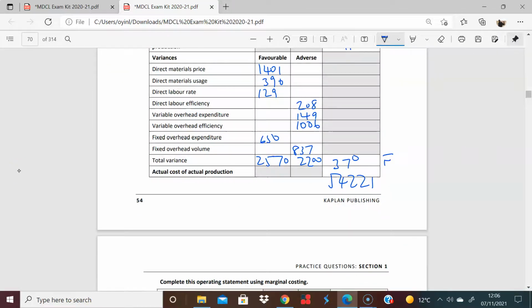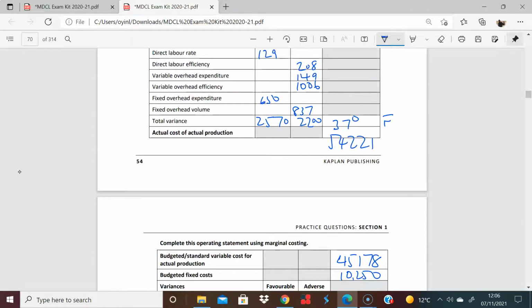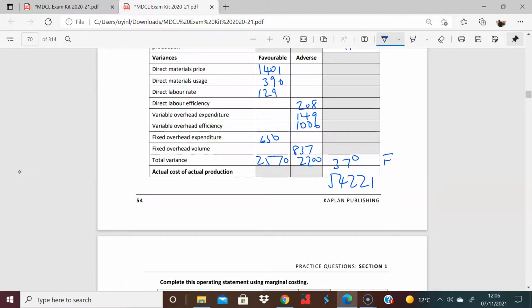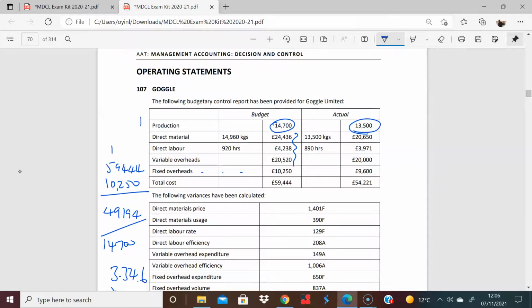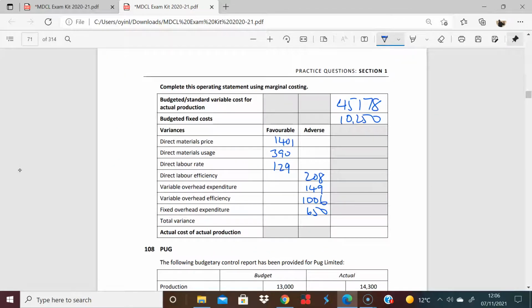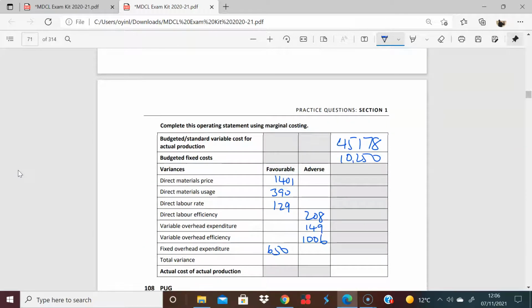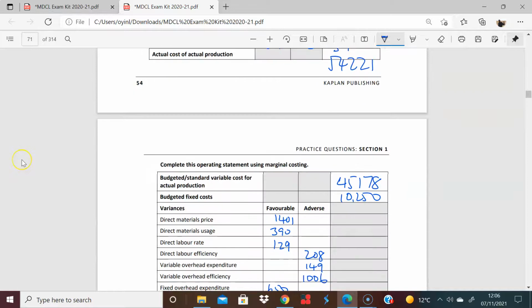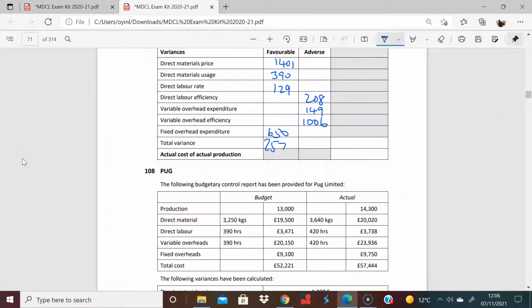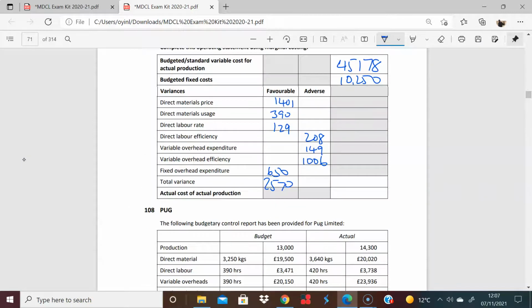There are 4 items here, aren't there? One second, let me just be clear here. 650. I put this in the wrong column. So 650 is favorable, wasn't it? Fixed overhead, yes. You have those 4 items, so you have a total variance of 2570. And you have all of this except the 837, of course.